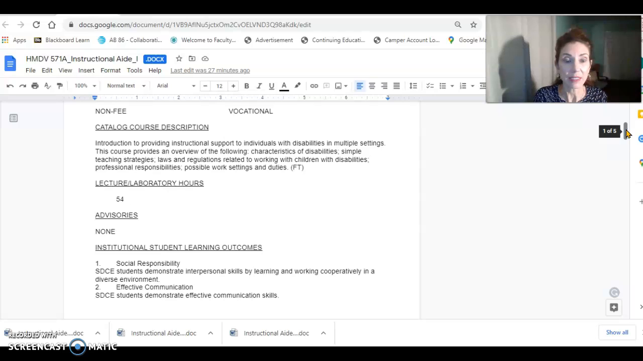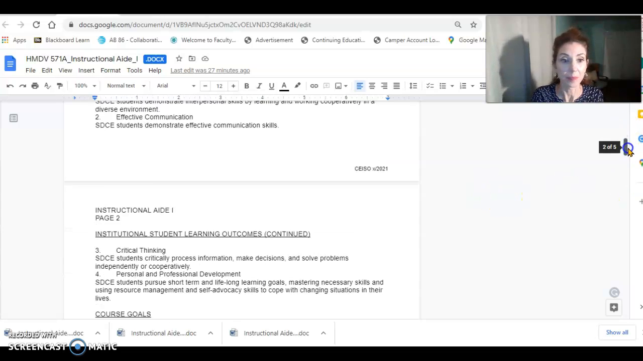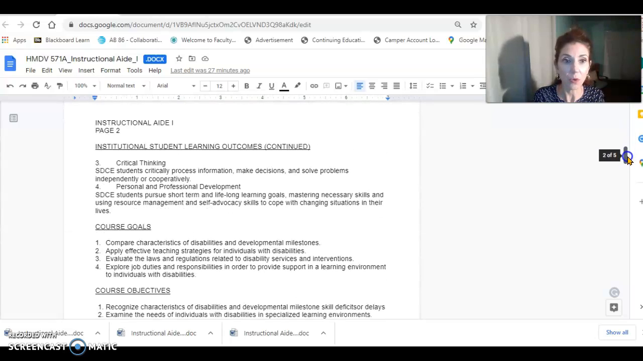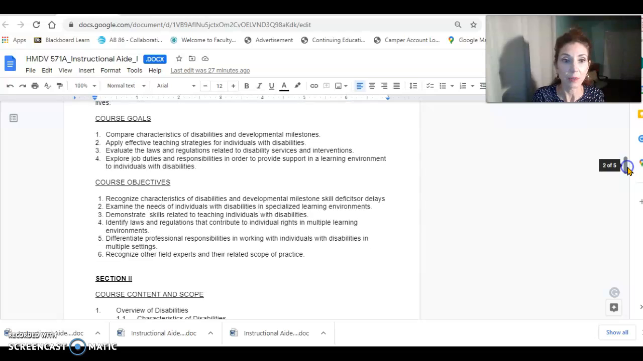So with that said, our course description is here. We're going to talk about simple teaching strategies, laws and regulations related to working with children with disabilities, professional responsibilities, and then possible work setting duties. It is, again, a 54-hour course, and our goals are to compare the characteristics of disabilities and developmental milestones.